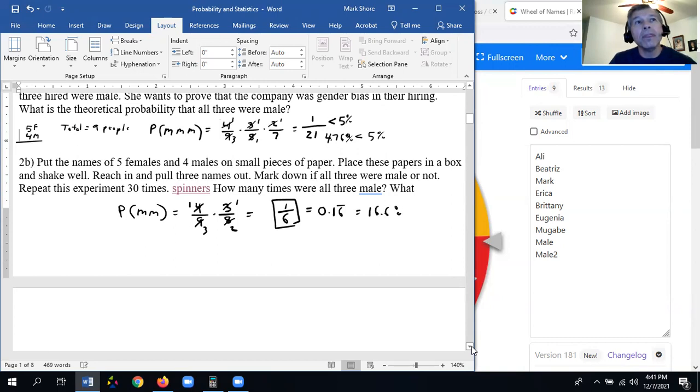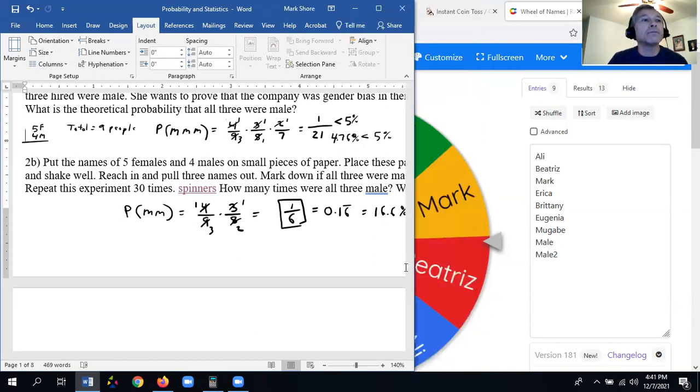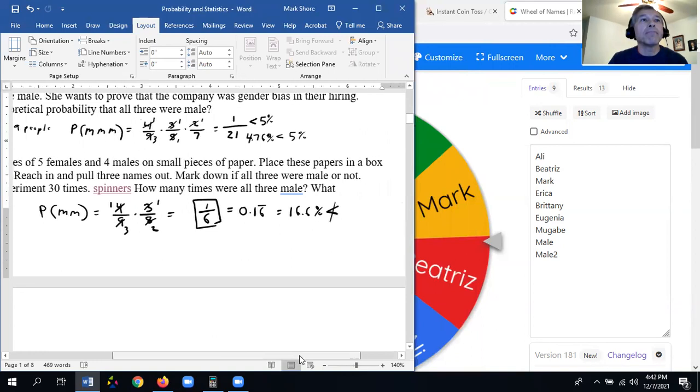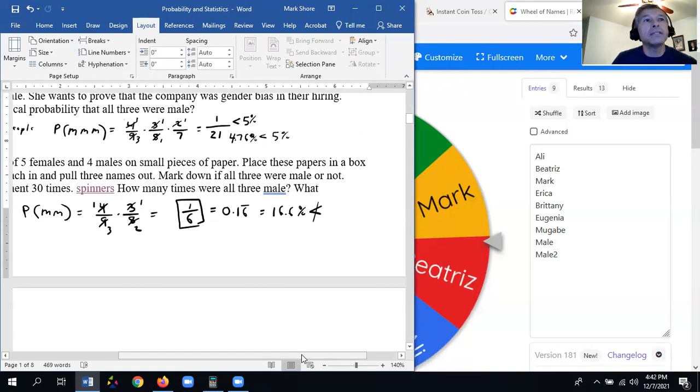That's not less than the 5% chance that's used for these theoretical tests to prove a case of gender bias. So 16.6% is not less than 5%. So we cannot say that it would be gender bias if they only hired 2 males, even though just 2 people were hired and both were male. Can't say gender bias. 3 males, yep, it's less than a 5% chance, and that's down to that low probability of that happening by just coincidence.